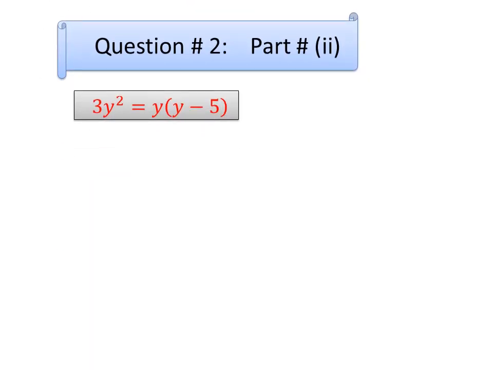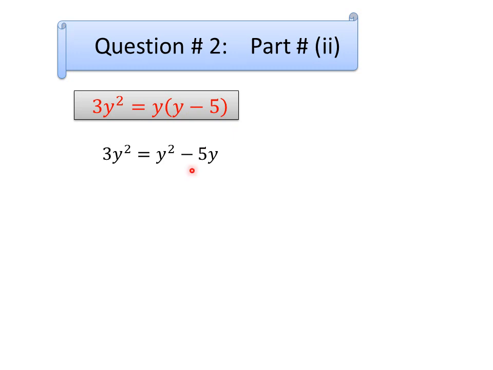Now question number 2, part 2. Here you can see in this part that already a bracket is involved. So whenever a bracket is involved, we have to solve it first. Solving, y into y would be y square, y into minus 5 would be minus 5y.